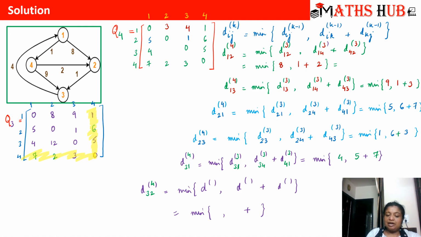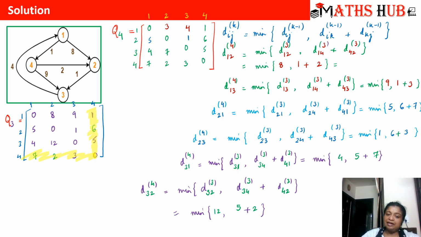Right? Similarly, let's calculate the last entry, that is D32. D32 will be D32 in the cell 3, D34 in the cell 3, D42 in the cell 3. So D32 is how much? It is 12. D34 is 5 and D42 is 2. So the minimum of 12 and 7 will come out to be 7. Right? So now this is the last weighted matrix that we get for this graph.